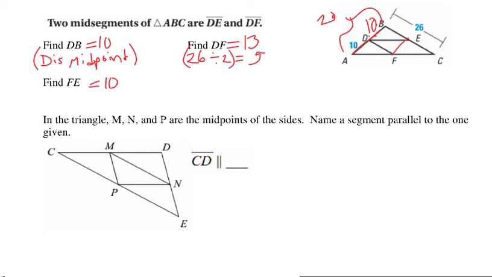So the next picture is, we need to figure out the side that's parallel to CD. If you look in our picture, CD is right here. So the only side that would be parallel to it is PN.